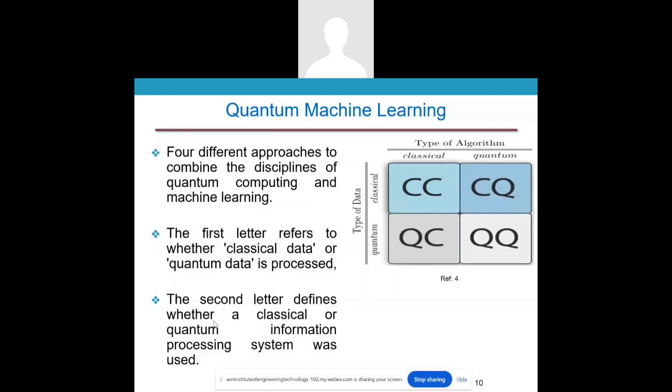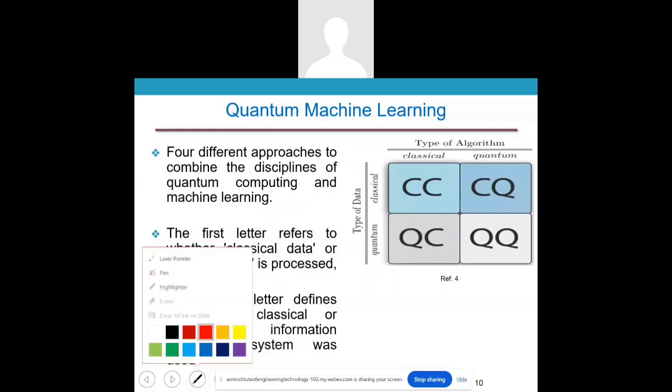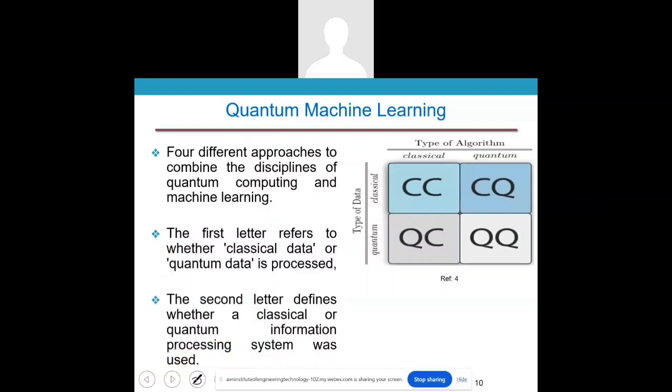So let me clarify this. What type of models we are going to develop, and what type of data we are going to feed it. This is the very famous representation, because if you read any textbook related to quantum machine learning, you will see these four boxes, the type of algorithms we are going to use.